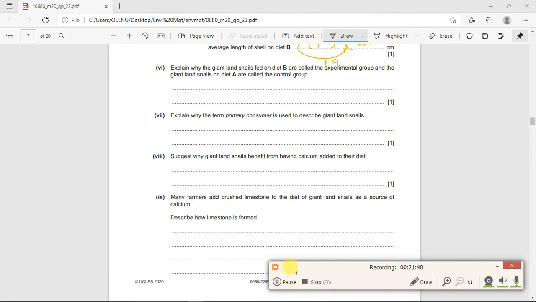The next question asks us to explain why the giant land snail fed with diet B are called the experimental group, and the giant land snail fed diet A are called the control group. This is a straightforward question, because diet B is being tested. So you find out that it is diet B that contains calcium.